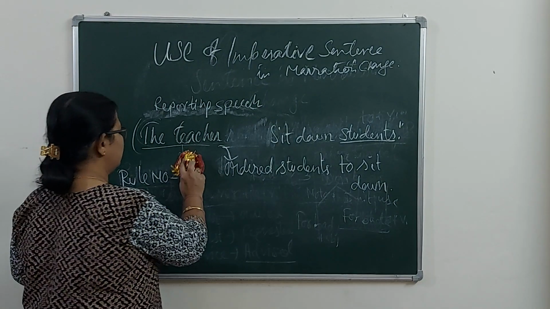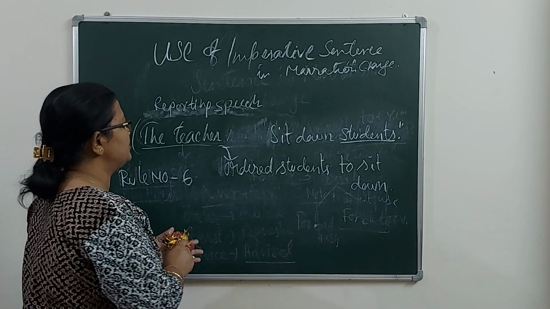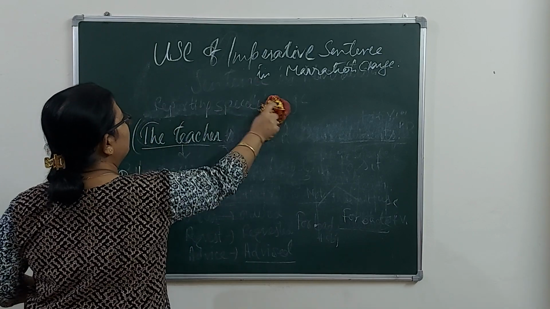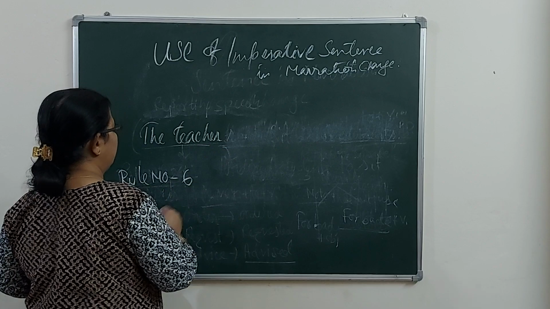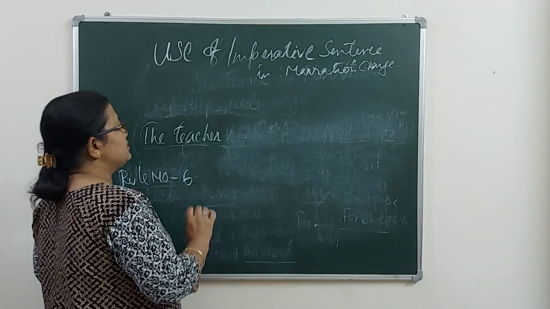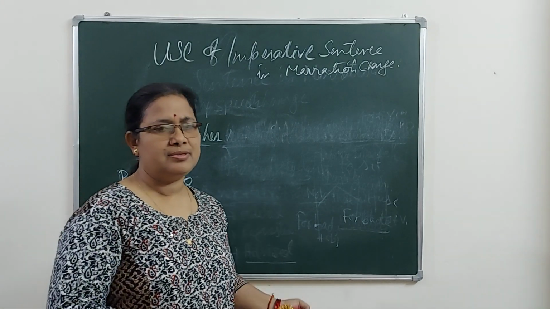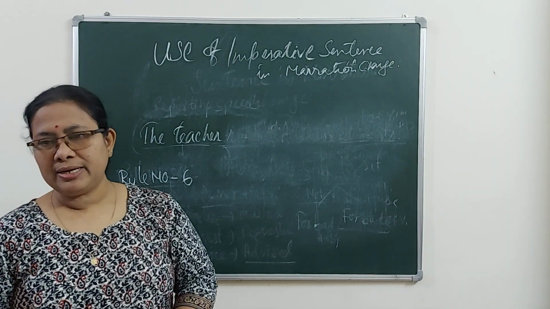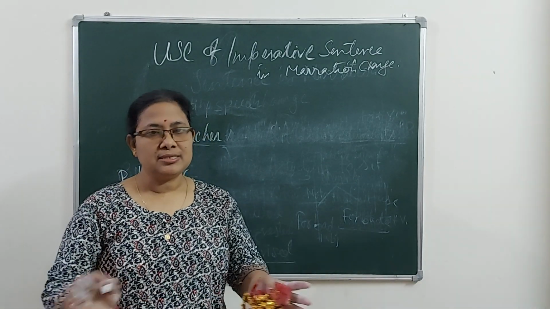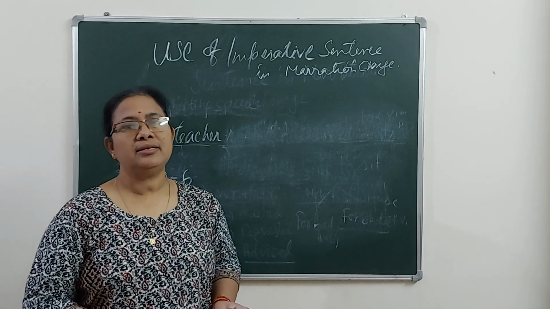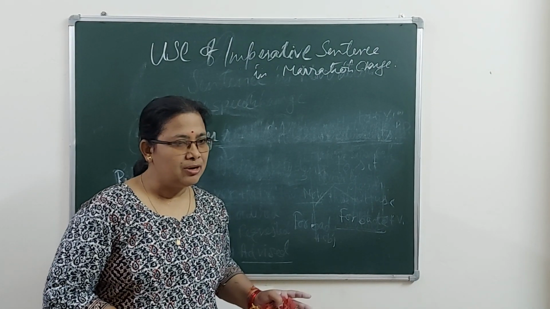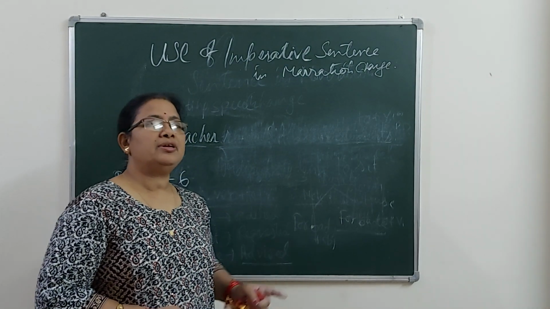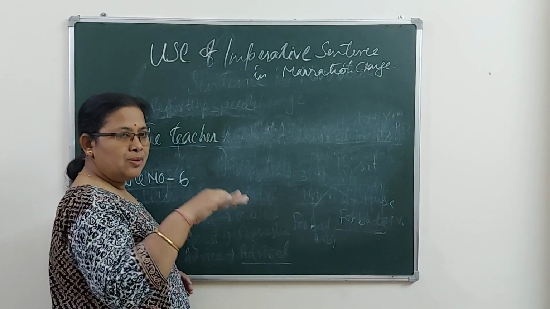Now rule number 6. Rule number 6, what is said? Sometimes we find some sentences that seem like interrogative sentences. Would you like to have a tea with me? Would you please give me your book for one day? Would you please share your notes with me? If such words come, do not think that these are interrogative sentences. They are also imperative sentences, because with would you or please, we know that requesting is there. So if requesting is there, definitely it is an imperative sentence. Correct?